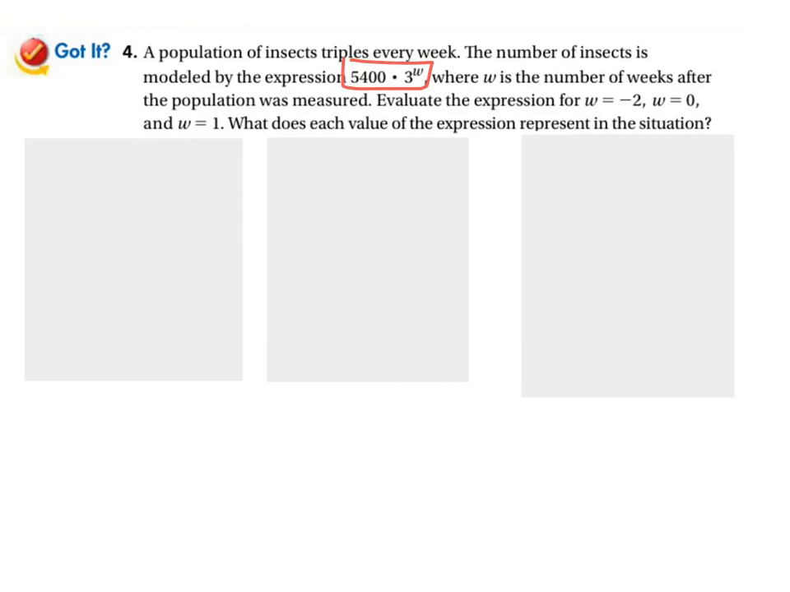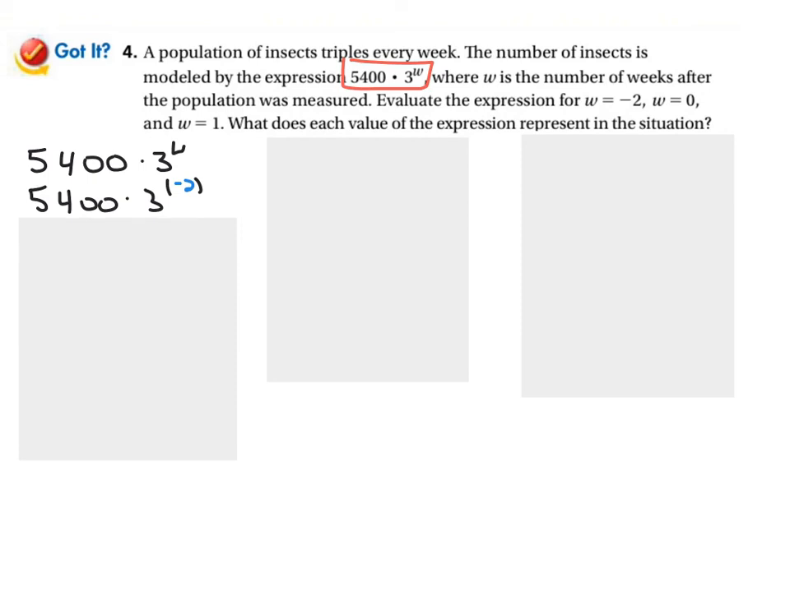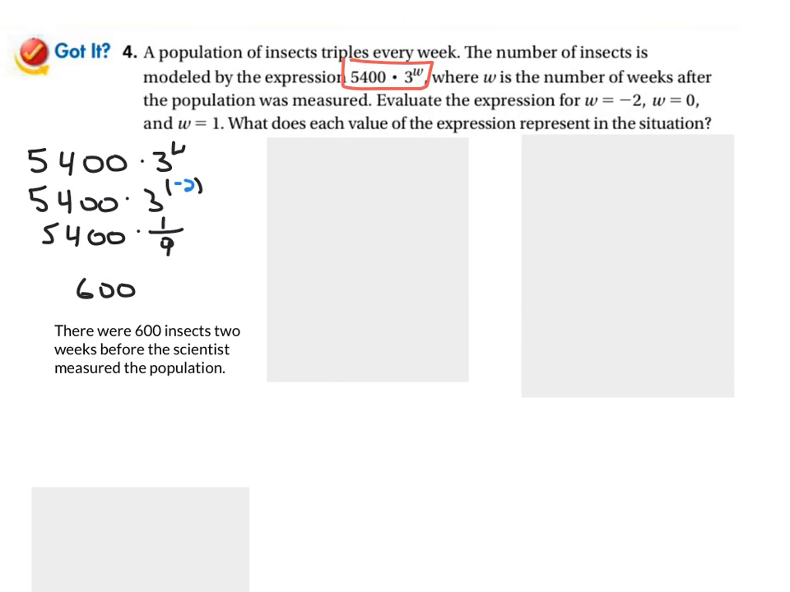Okay, here are the answers. For the first one where w is -2, we take the original expression and we substitute -2 for the variable w. Simplifying, we get 5,400 times 1/9. 3 to the -2 is 1/9. And when we multiply these together, we get 600. What does that mean? That means that there were 600 insects 2 weeks before. -2 for weeks means 2 weeks before the scientist measured the population.